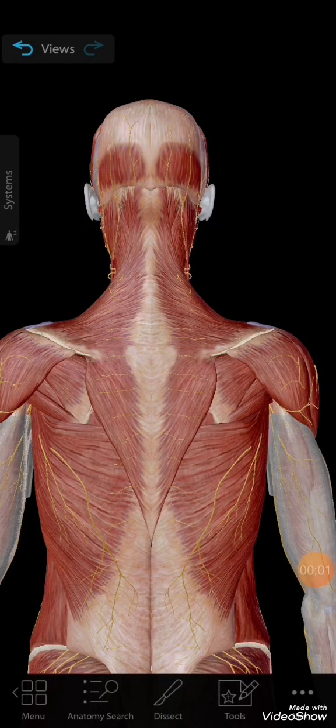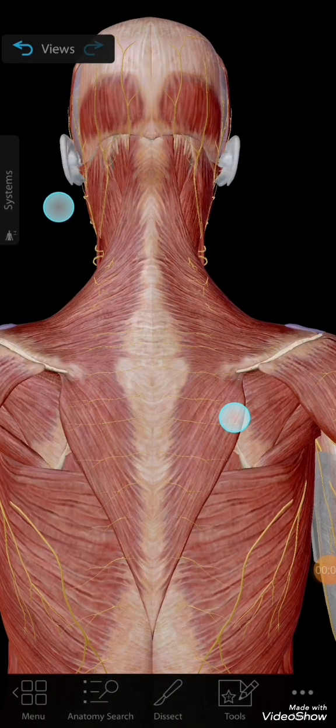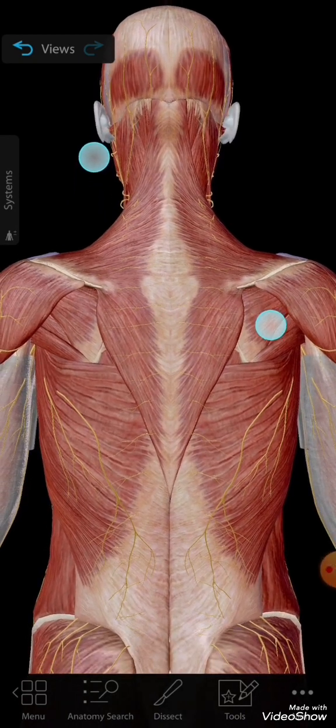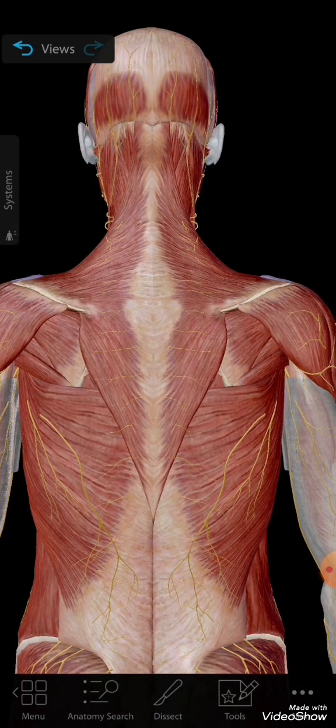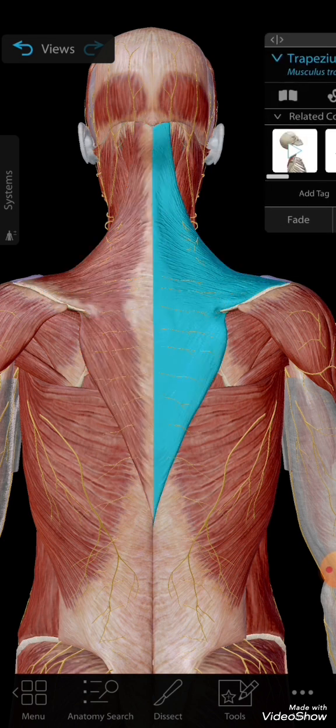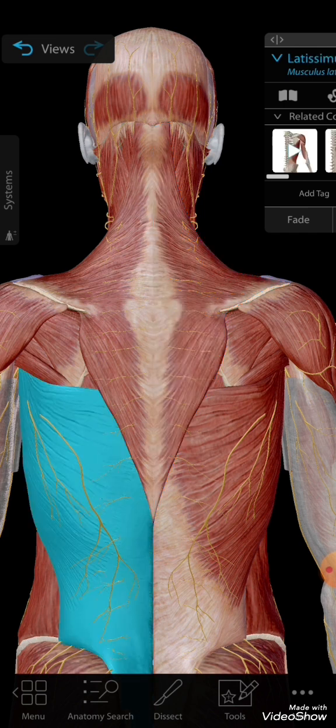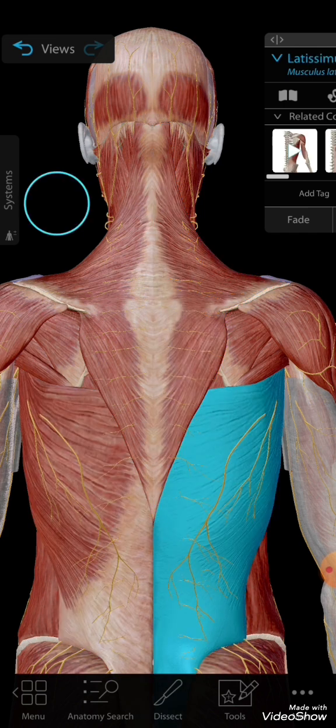We have to study now the posterior axioappendicular muscles. It includes the first, second, and the third layers, and the first layer is the superficial layer of the muscles called the extrinsic shoulder muscles. In this list, you will study the trapezius on both sides and the latissimus dorsi. We will study them one by one.